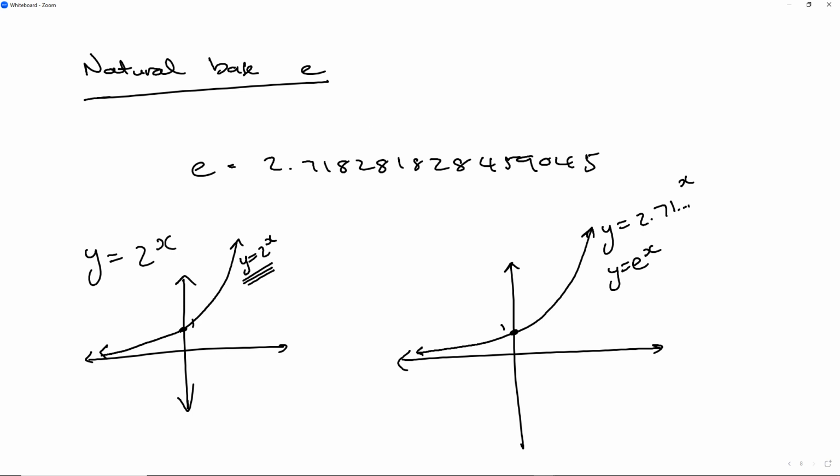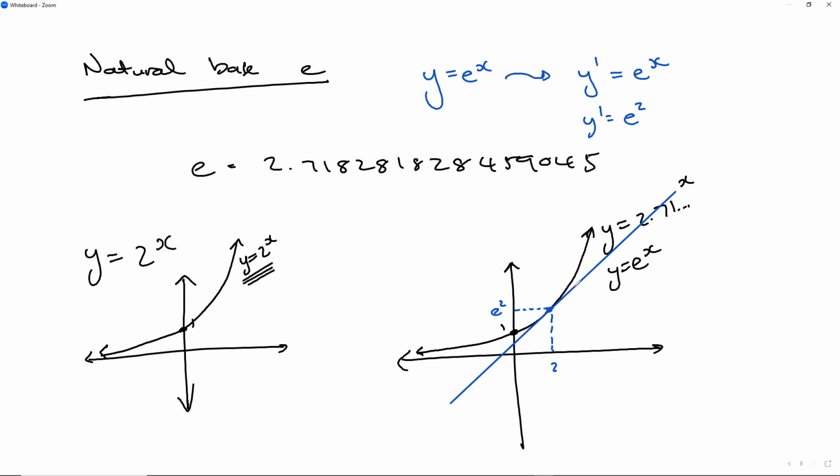Now, the most amazing thing about this is that when you differentiate this function, so if y is equal to e to the power of x, and you differentiate it, it stays exactly the same. What does it mean? That means that if I have to find the gradient, for example, at x equals 2, if I put x equals 2 into this function, it'll become e to the power of 2, which is going to be my y value.